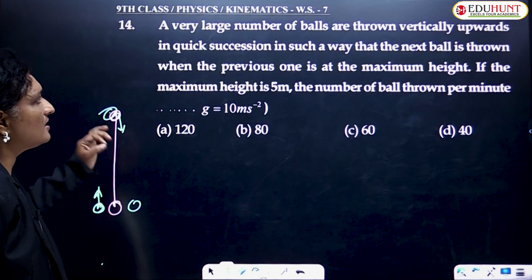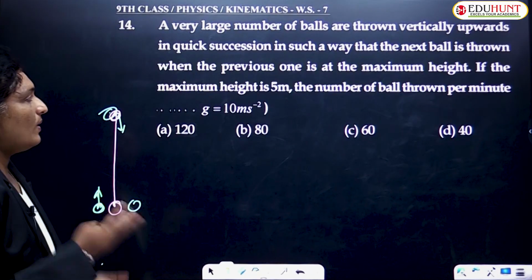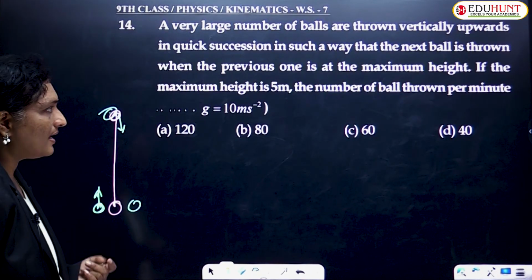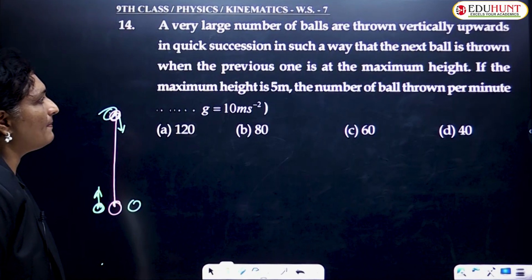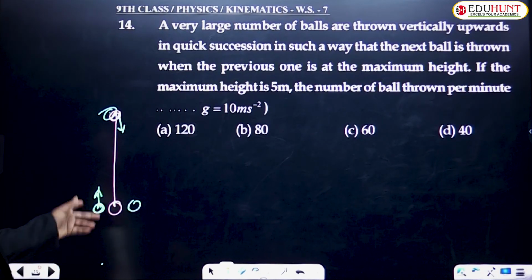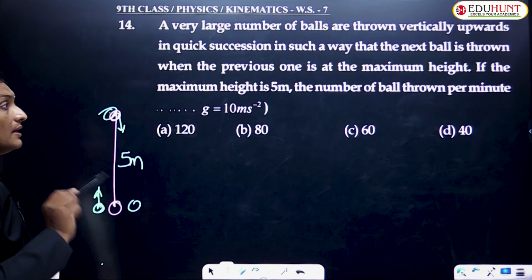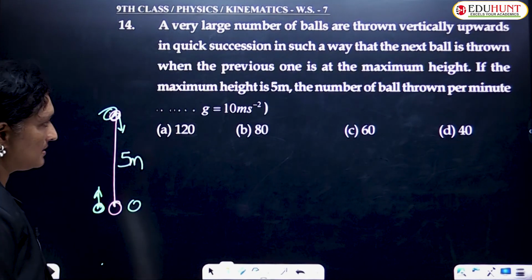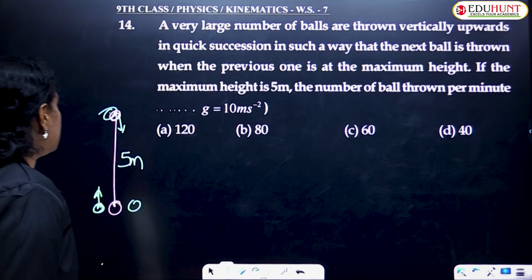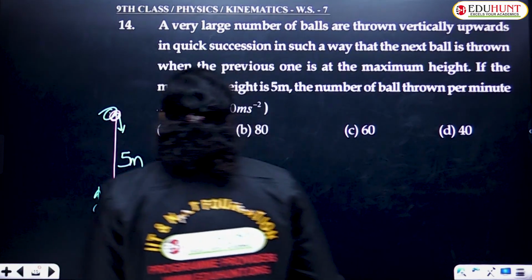A very large number of balls are thrown vertically upwards in quick succession, one after the other, in such a way that the next ball is thrown when the previous one is at the maximum height. If the maximum height is found to be 5 meters, the number of balls thrown per minute is? So in 1 minute, how many such balls are thrown? This is what we have been asked to find out.